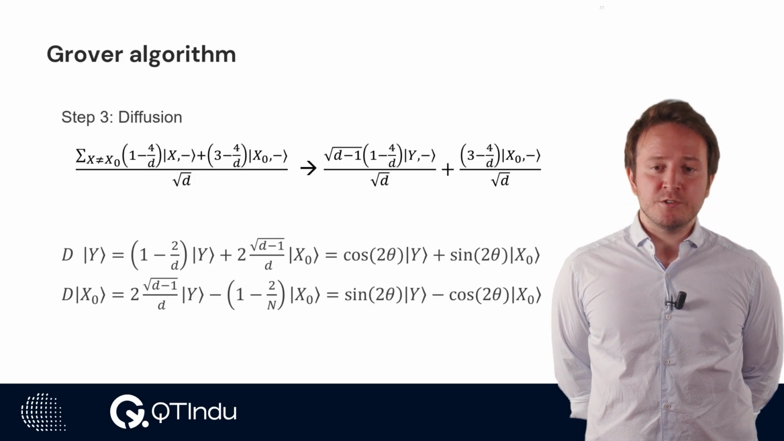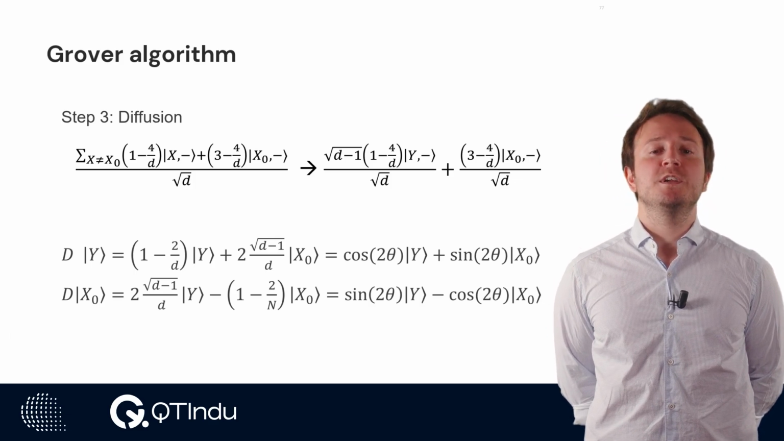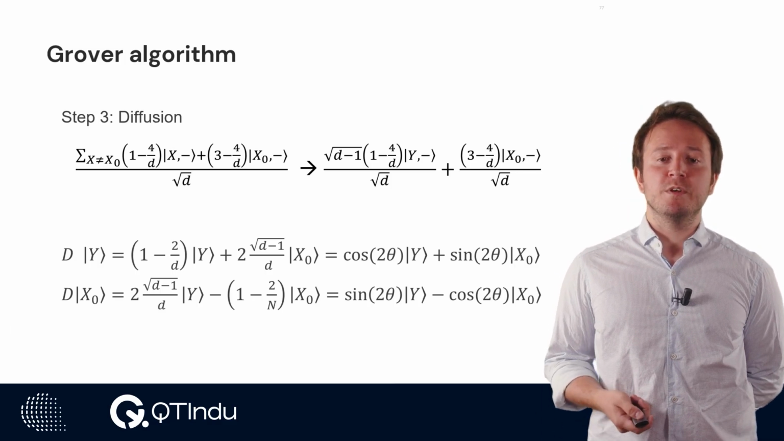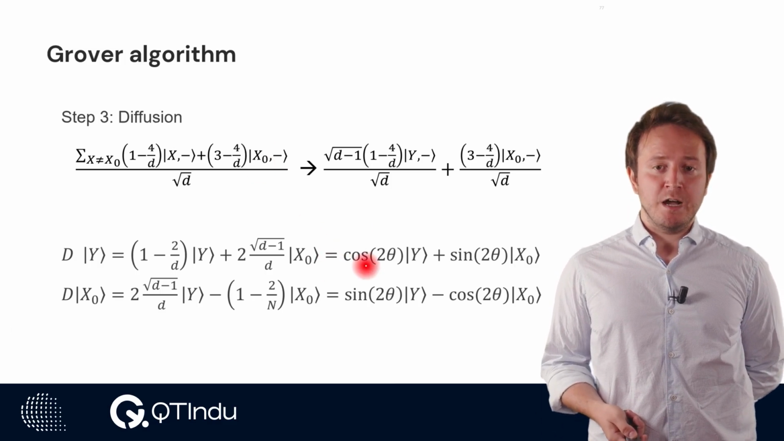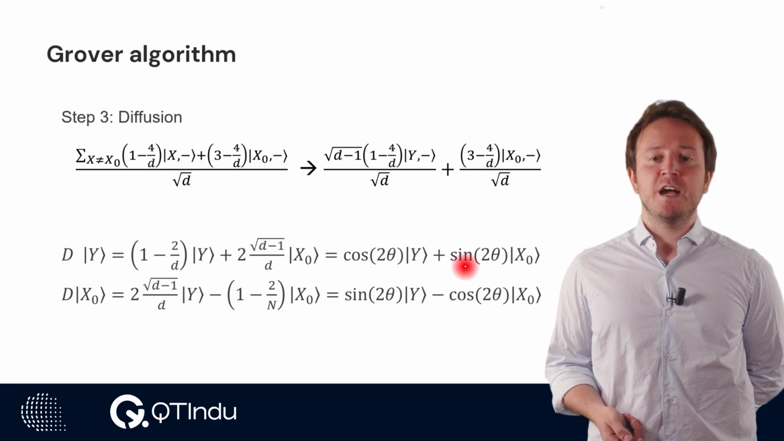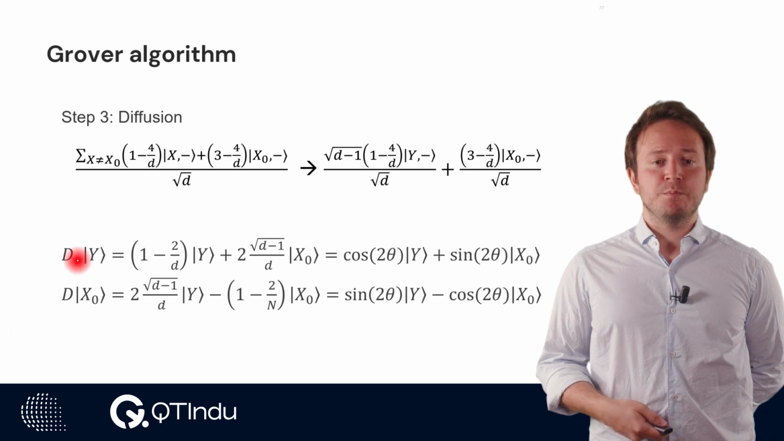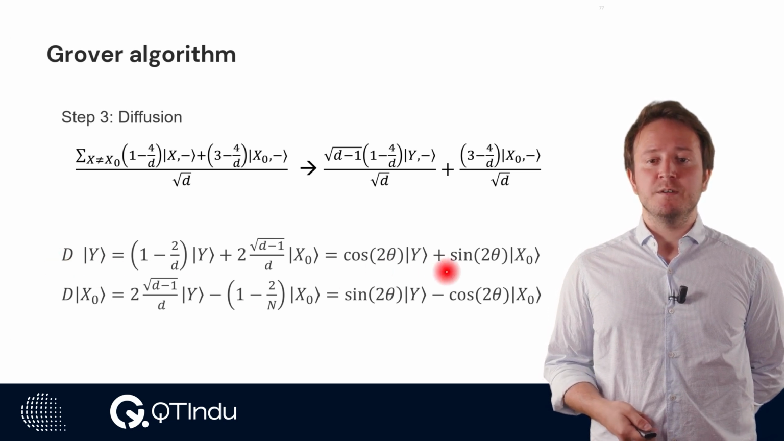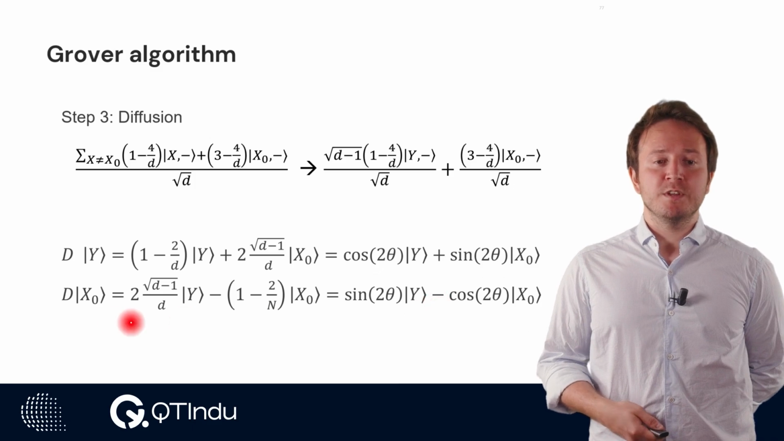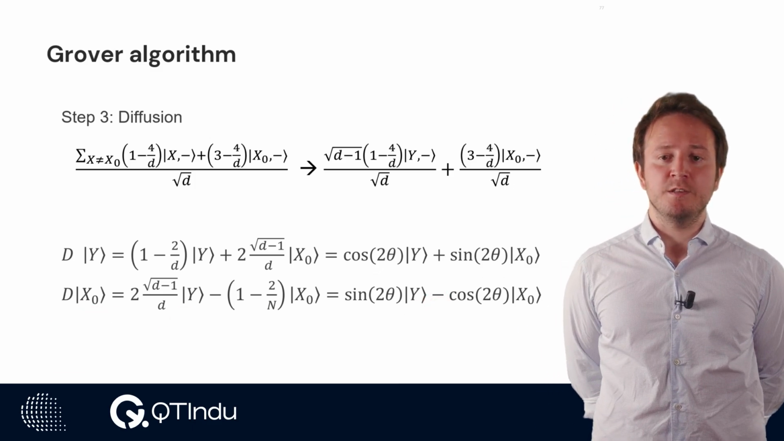And in particular, it turns out that by using trigonometric relations, the output state can be written in this form. Essentially, we will have a cosine of 2 times the angle theta and a sine of 2 times the angle theta. When the diffusion operator is applied to the y state, we will have the positive combination of them, while we will have a minus sign when the diffusion operator is applied to the wanted state x0.